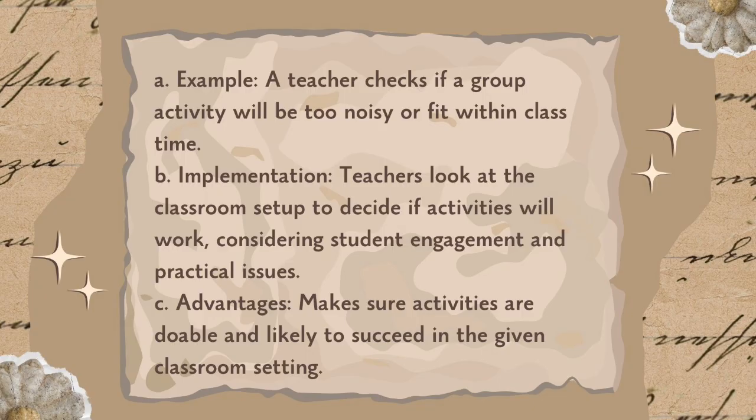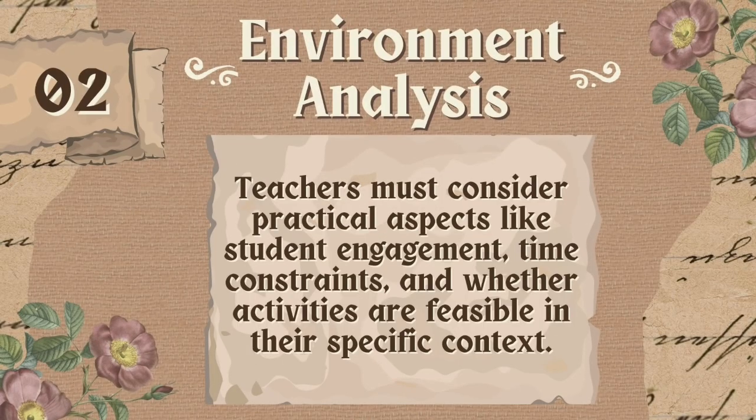Examples: a teacher checks if a group activity will be too noisy or fit within class time. Implementation: teachers look at the classroom setup to decide if activities will work, considering student engagement and practical issues. Advantages: make sure activities are doable and likely to succeed in the given classroom setting. Number 2. Environment analysis. Teachers must consider practical aspects like student engagement, time constraints, and whether activities are feasible in their specific context.